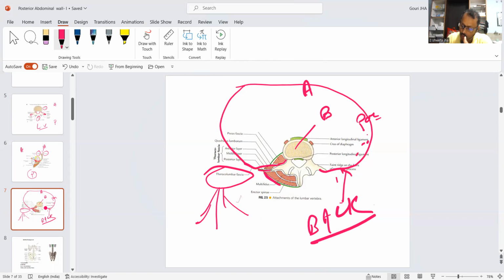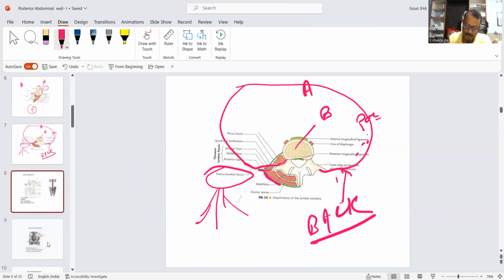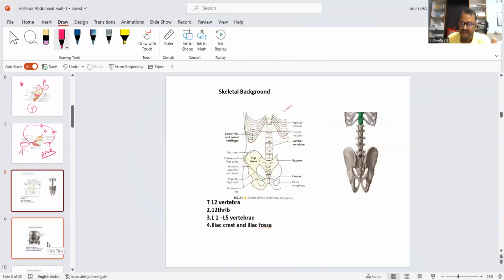So when we think of the posterior abdominal wall, we have to be in front of the pedicle and the lamina, because behind the pedicle and the lamina, we have a region. That region is known as our back region. Now, what are the important skeletal components that are essential to understand the posterior abdominal wall? Number one is the T12 vertebra, then number two is the 12th rib, the L1 to L5 vertebrae, the iliac crest, and the iliac fossa. Why? Because of the attachment of the muscles over there.